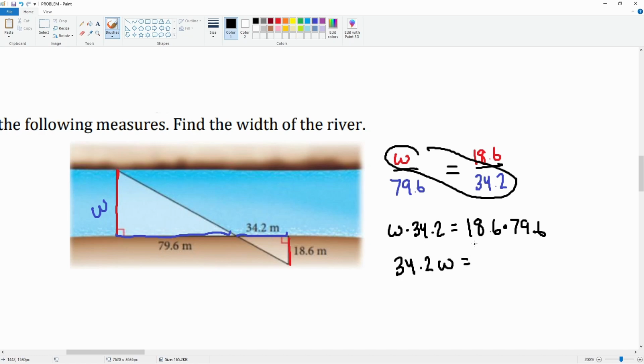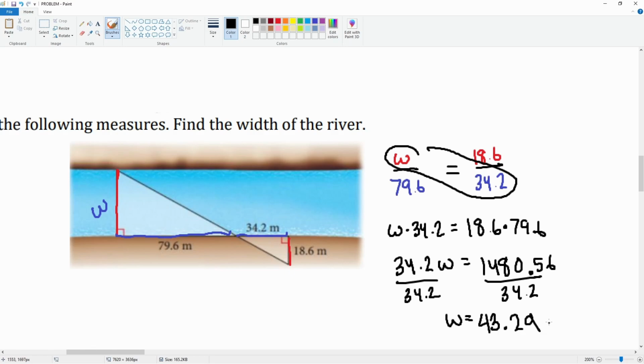W is equal to 18.6 times 79.6. Okay, this is 1480.56 divided by 34.2. W is equal to 43.29 meters. All right, there you go.